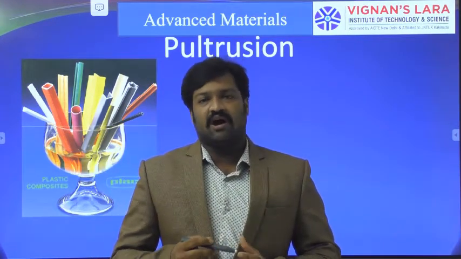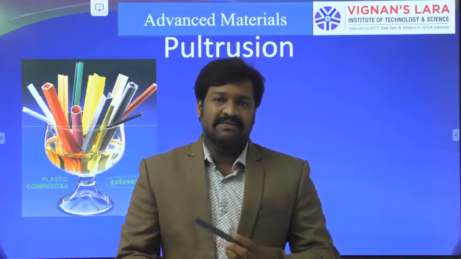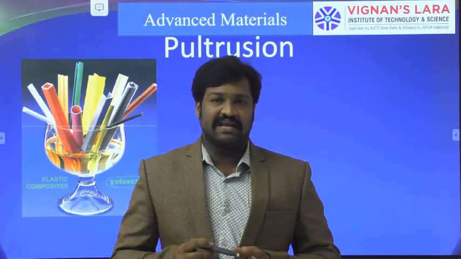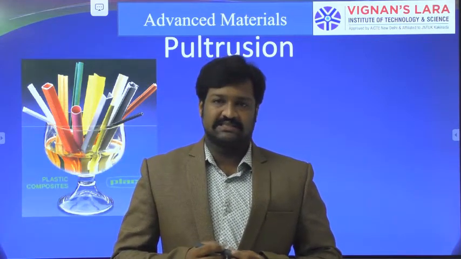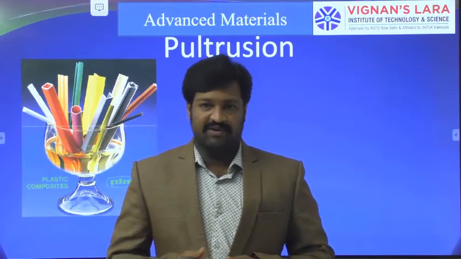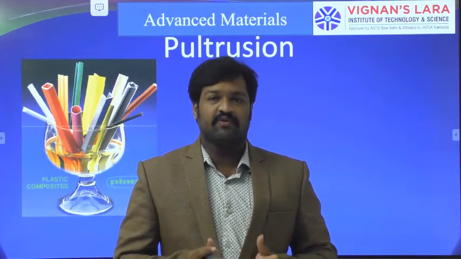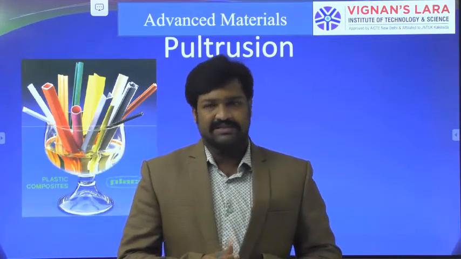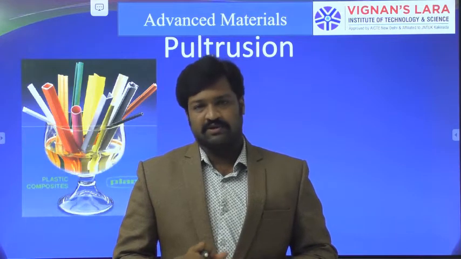To produce hollow sections, we use the filament winding process. By means of filament winding process, we can get cylindrical hollow sections or conical sections, so it means oval shaped components. Depending upon the profile of the component, we have used various manufacturing methods. Similarly, today we are going to discuss the Pultrusion process.